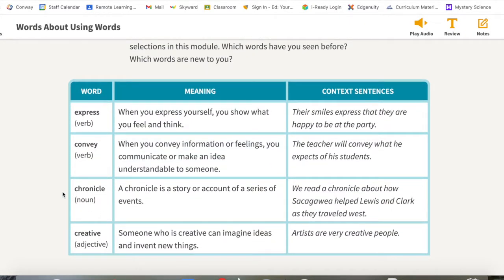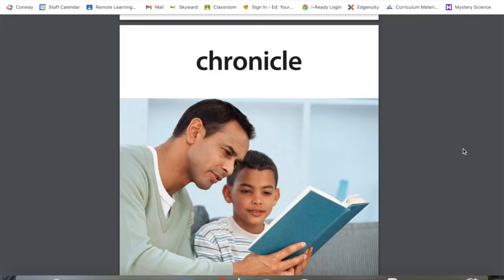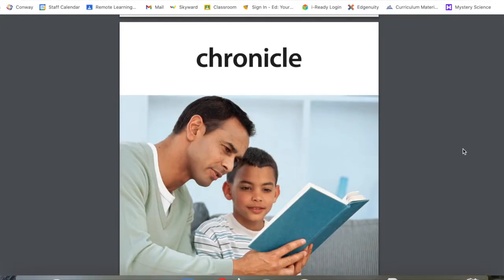Another important word in this unit is chronicle. A chronicle is a thing, it's a noun. And a chronicle is a story or account of a series of events. We read a chronicle about how Sacagawea helped Lewis and Clark as they traveled west. So they read a story about a series of events that happened while Sacagawea helped Lewis and Clark. Another popular book series with chronicle in the name is Chronicles of Narnia, a story about things and events that happened in Narnia.